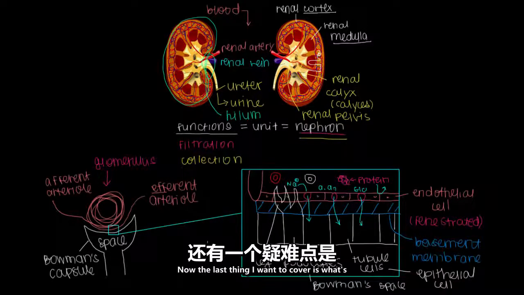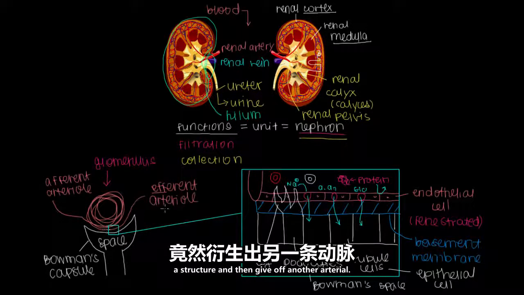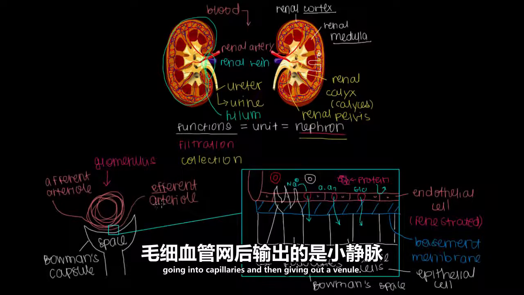Excellent. Now the last thing I sort of want to cover is just what's happening here from having an arteriole go into a structure and then give off another arteriole. That's a little weird, right? Because we usually like thinking about arterioles going into capillaries and then giving out a venule.